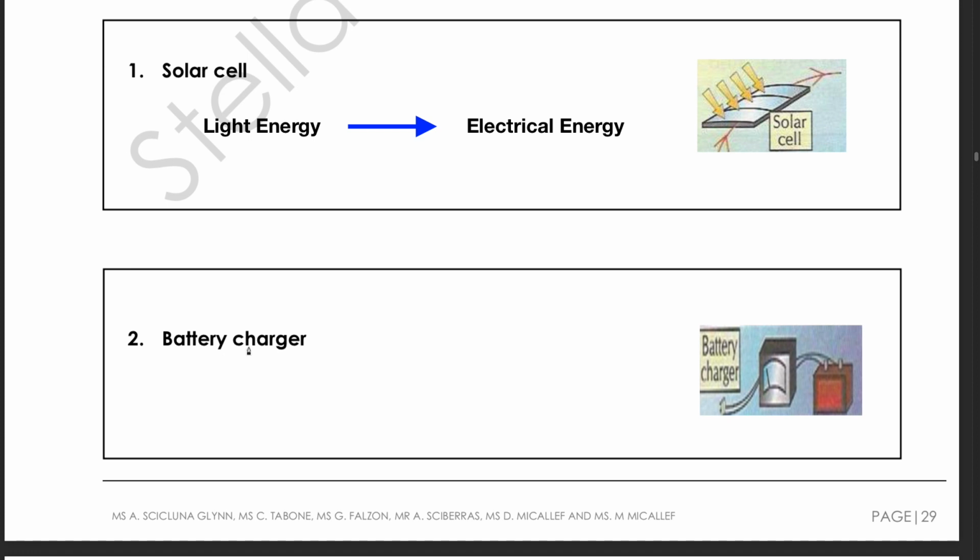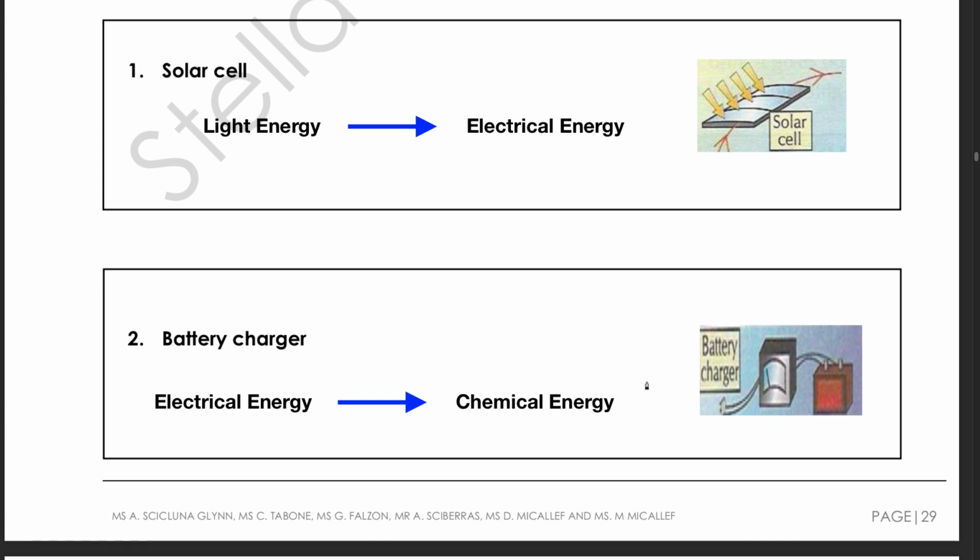So what are the energy changes in a battery charger? Since we said it starts off at the mains electricity, then it must start from electrical energy. Now, since it is charging a battery, and the battery stores energy in the form of chemicals, then the final form of energy will be chemical energy.